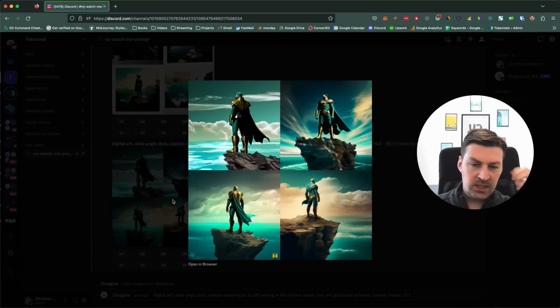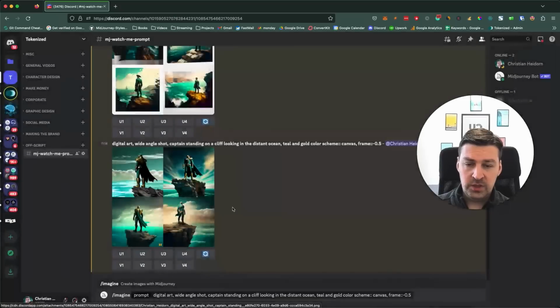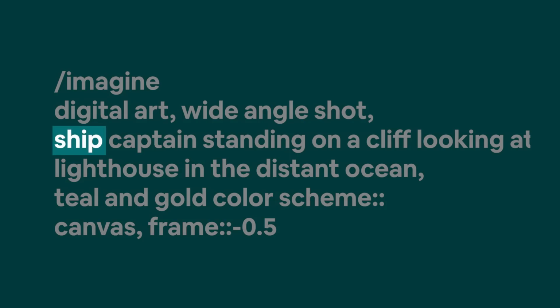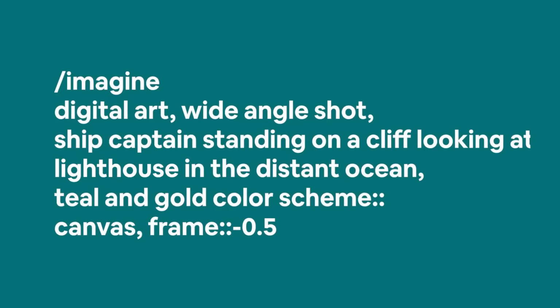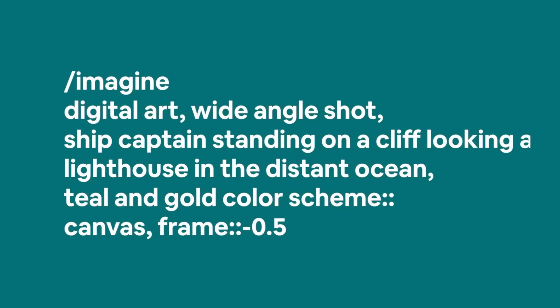And the other thing is I'd like to add something like a lighthouse to the image. So what I'll do is I'm going to add to my prompt simply ship captain instead of just captain. And I'm also going to add ship captain standing on a cliff looking at lighthouse in the distant ocean. That should be fine. I'm going to leave all the rest.